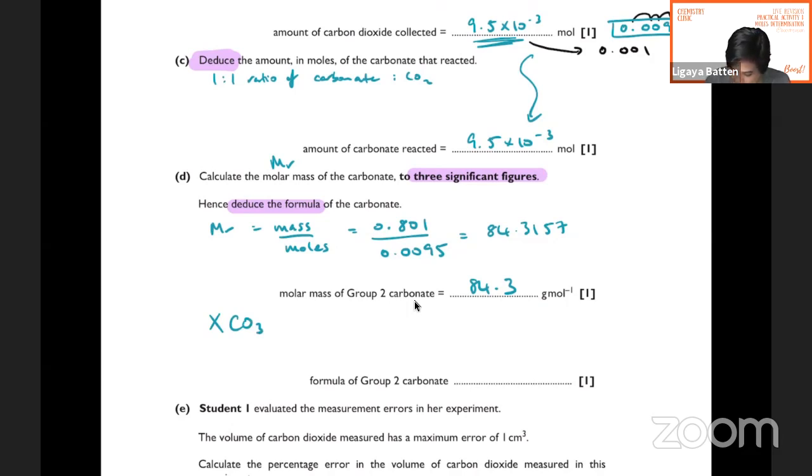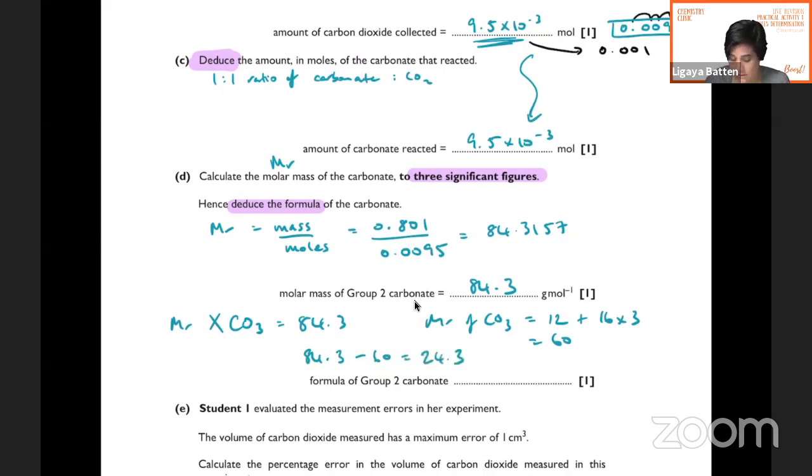So we can work out, so the molar mass of this is 84.3. Molar mass of CO3 by itself, we can look at the periodic table for. So that would be 12 plus 16 times 3, which is 60. So we take the molar mass we know, 84.3, minus 60, which is the carbonate part, and that gives us what's left over, which is X, which is 24.3. And if you refer back to the periodic table, you'll find that the metal in group 2 with a molar mass of 24.3 is magnesium. So the formula will be MgCO3.